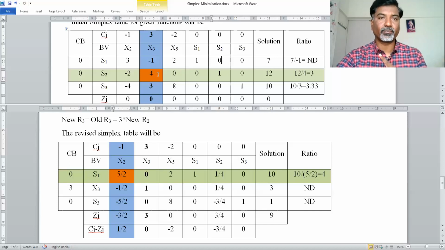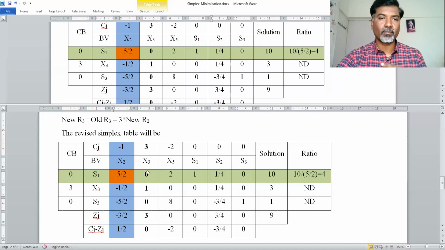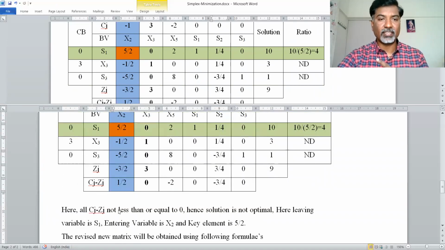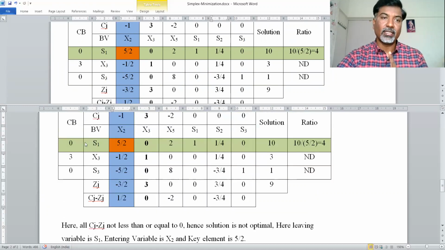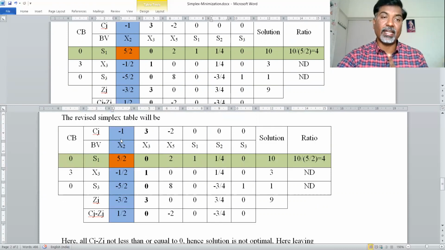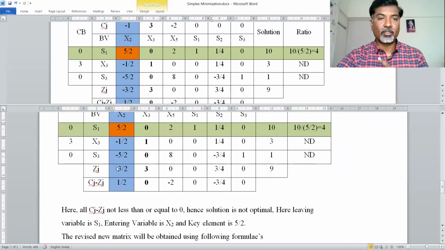So how to solve this? Here all Cj minus Zj are not less than or equal to 0, hence the solution is not optimal. Here you have to take the leaving variable into consideration. This is the key row and key column. So this variable is called the leaving variable and this variable is called the entering variable. So in the revised matrix, we have to remove this S1 and 0, and instead of S1 we add X2, and instead of 0 we add the coefficient of X2, that is minus 1. So S1 is the leaving variable and X2 is the entering variable. Okay, and the key element is 5 by 2.